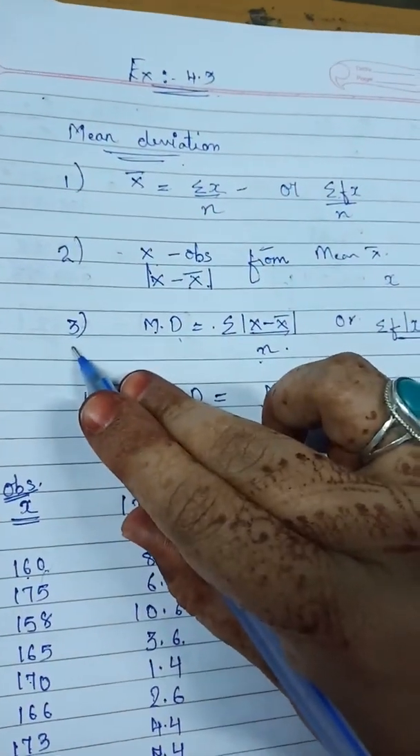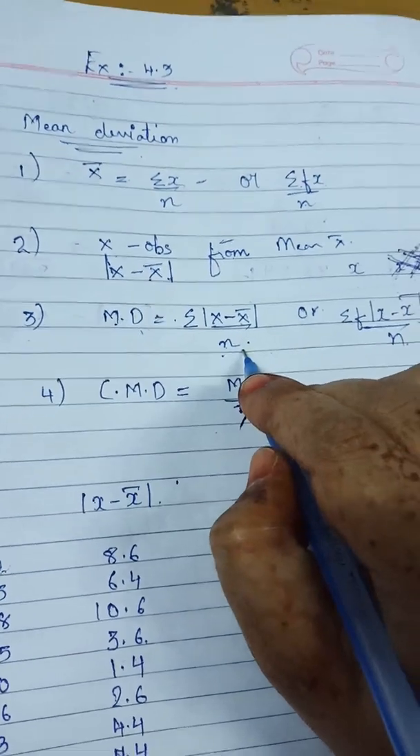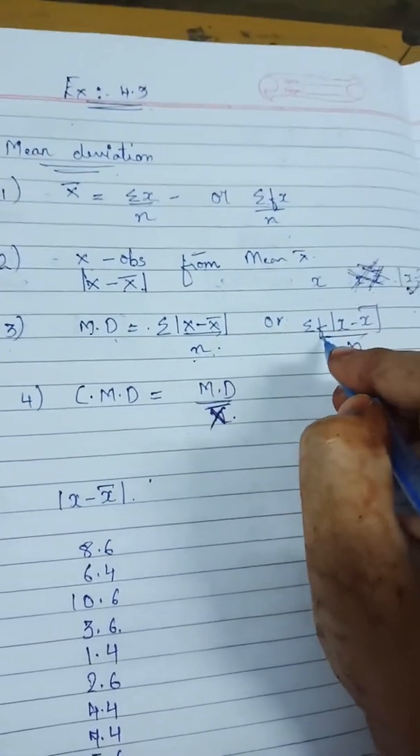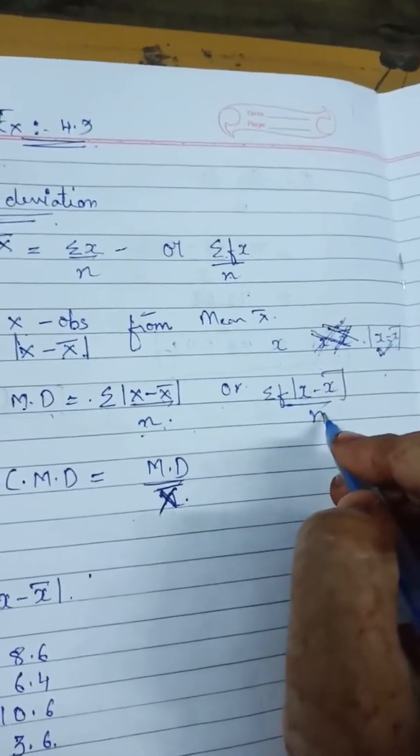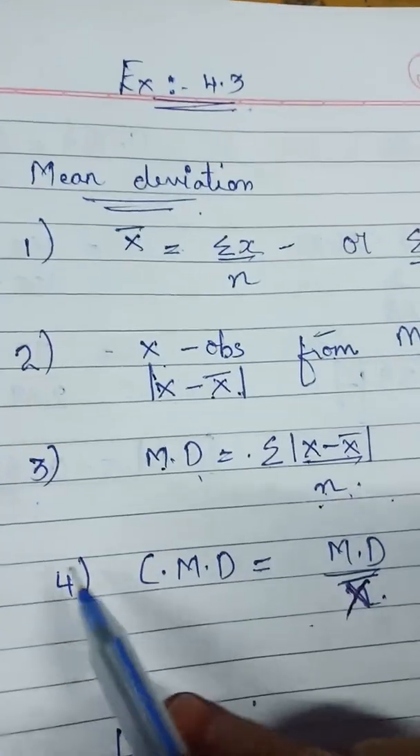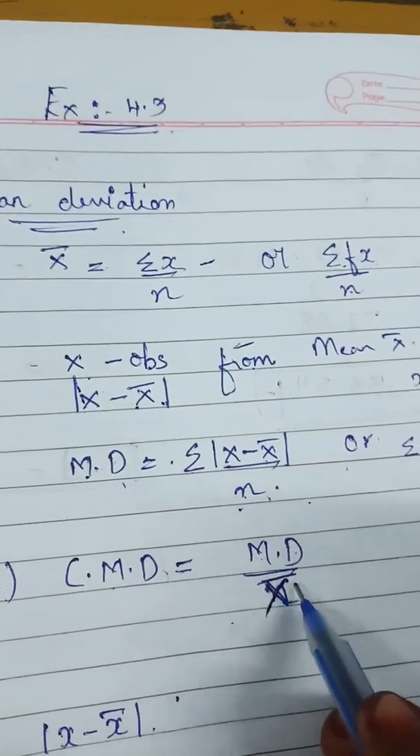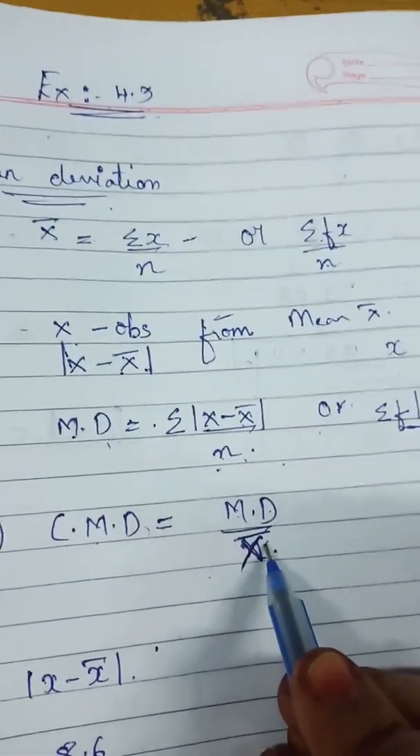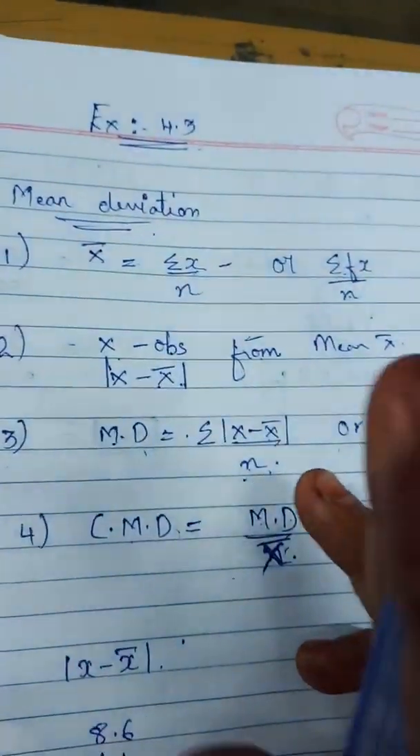After that, we find the mean deviation, that is sigma modulus x minus mean divided by n, or when frequency is given, sigma f modulus x minus mean upon n. The fourth step is the coefficient of mean deviation, which is mean deviation divided by mean. Simple. Now let's see the first sum.